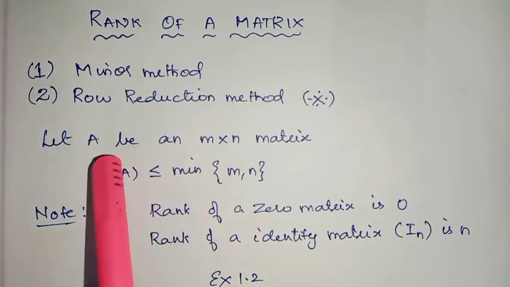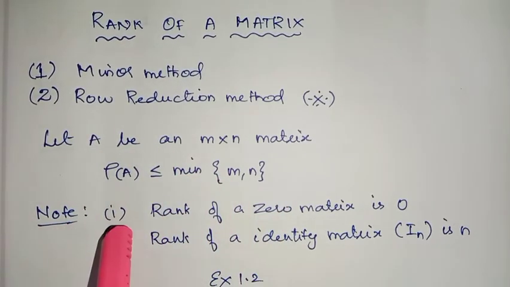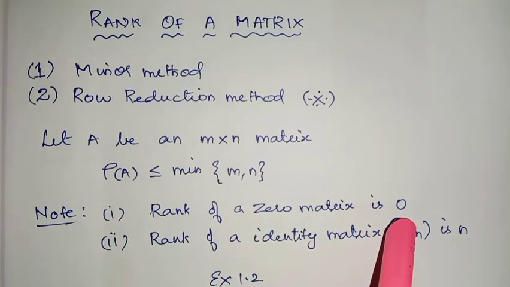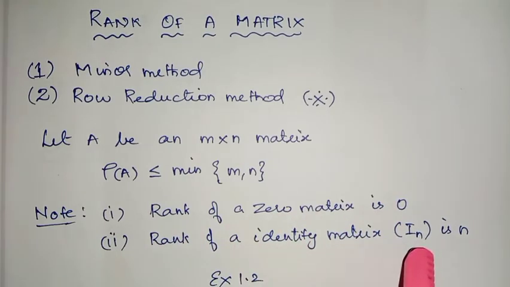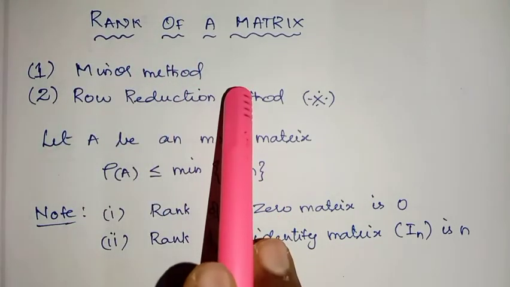So first we have to name the matrix, then write like this. And note an important thing: the rank of a 0 matrix is always 0. The rank of an identity matrix, or unit matrix, of order n is n. So this is very important. Now we'll get into the exercise directly and I will explain how to find the rank of the matrix using the minor method.